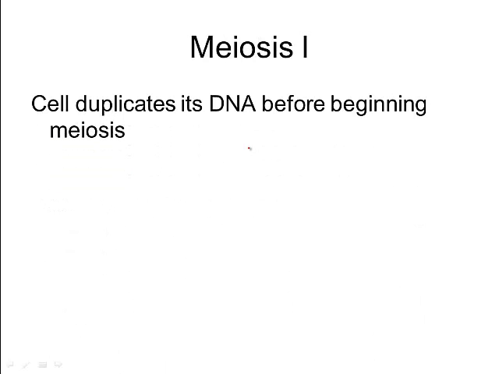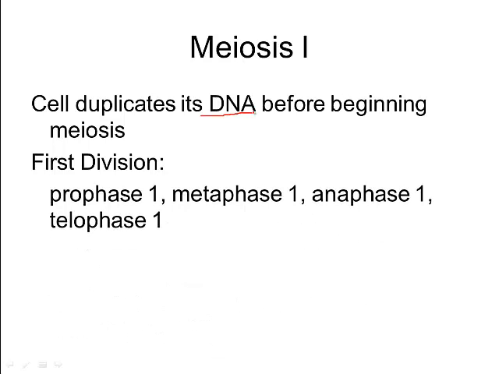So during meiosis 1, as with any kind of cell division, the cell has to duplicate its DNA before beginning. Remember, this happens during the S stage of the cell cycle, so the cell is going to make a complete copy of all of its DNA, both before mitosis and meiosis. And then this process in meiosis 1 is the first division. So we're going to be doing a division of the DNA twice in order to make haploid cells. In this first division, we have 4 phases. And if you notice, the phases are pretty much the same as in mitosis: prophase, metaphase, anaphase, telophase. But these all have the 1 after them because during the second division, we're going to go through these stages again. So let's take a look at what happens during this first part of meiosis.